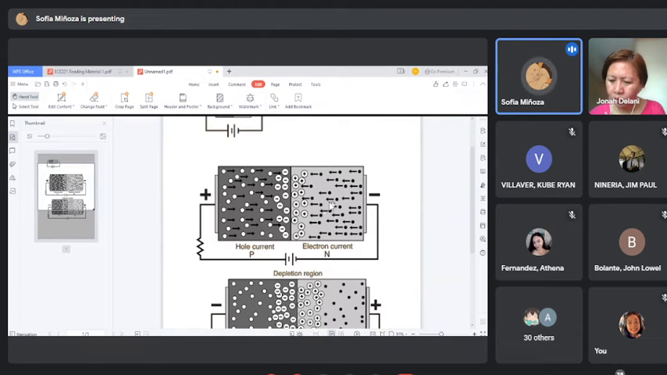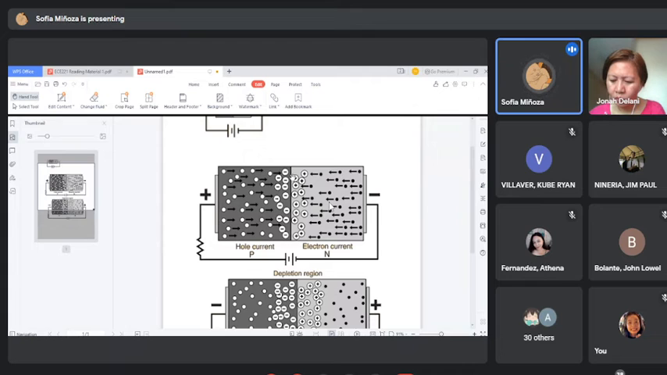So the electrons transfer to the P region, and this makes the N region lose free electrons and creates a layer of positive charges near the junction. And as the free electrons combine with the holes in the P region, the P region also loses holes and creates a layer of negative charges near the junction.